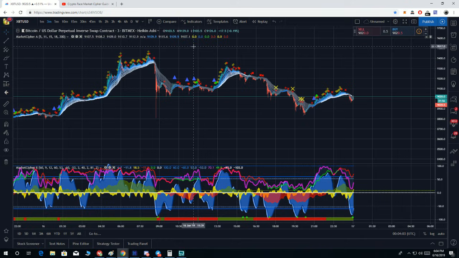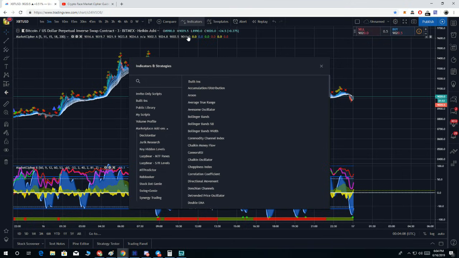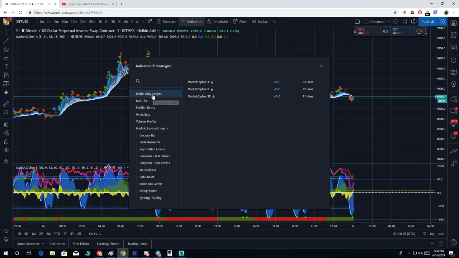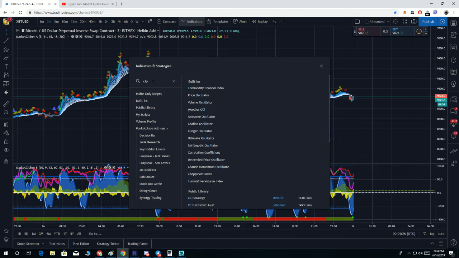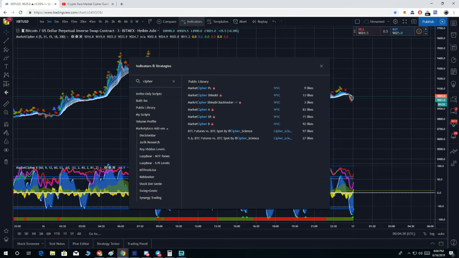So once you have Market Cipher, you're going to go up here and click on Indicators. It should be in your invite-only scripts, and you will have Market Cipher A, Market Cipher B, and Market Cipher Support and Resistance. Sometimes people don't see their invite-only scripts. In this case, just type in Cipher, and you will see A, B, and SR. Even though there's a red lock, you still click on it and have access.